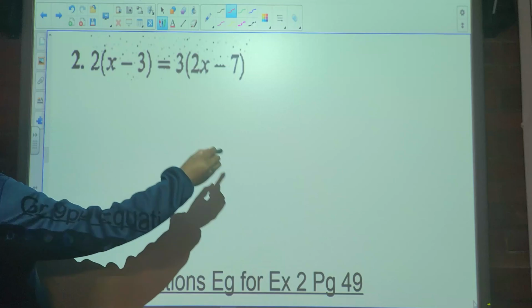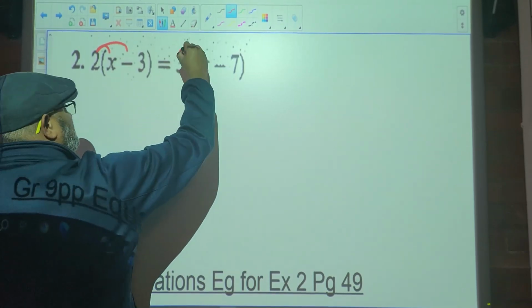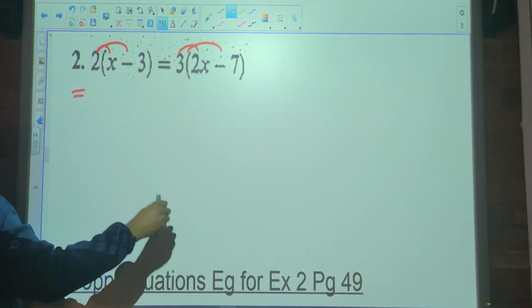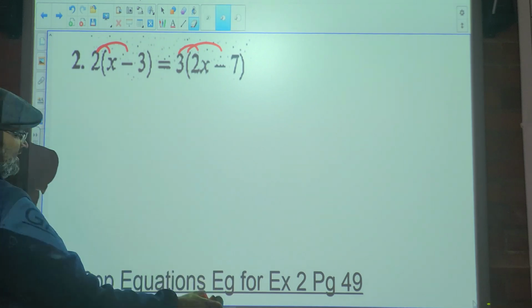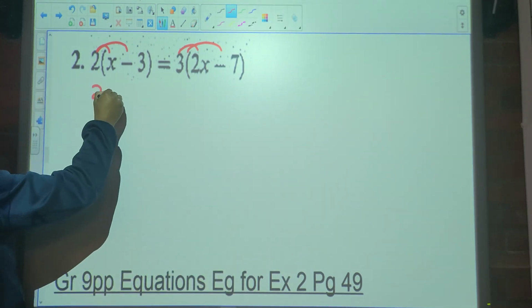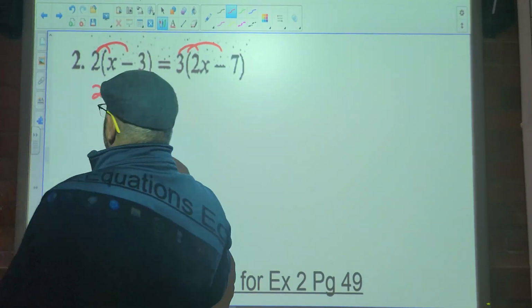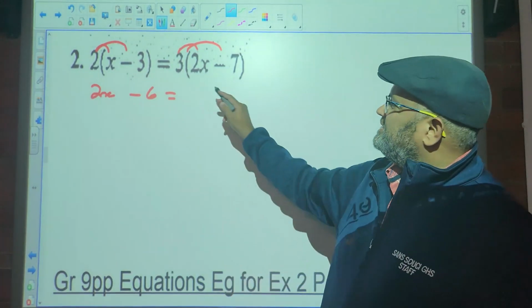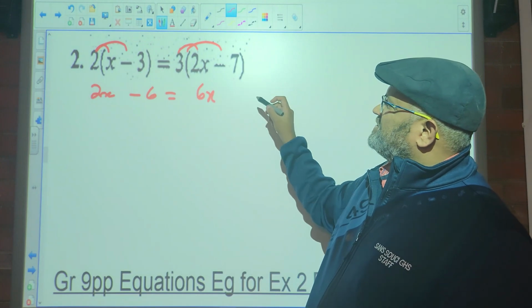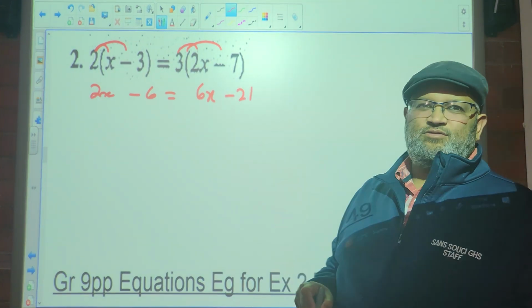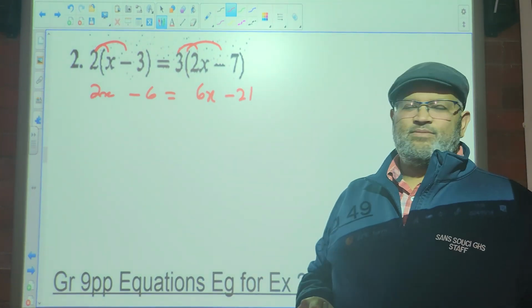Alright, let's do number 2. We'll get rid of the brackets first, not so? So what is 2 times x? 2x. 2 times negative 3, negative 6, equal to 3 times 2x, 6x. 3 times negative 7, negative 21. You all agree with that?